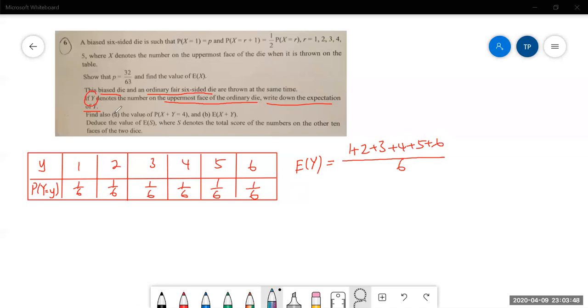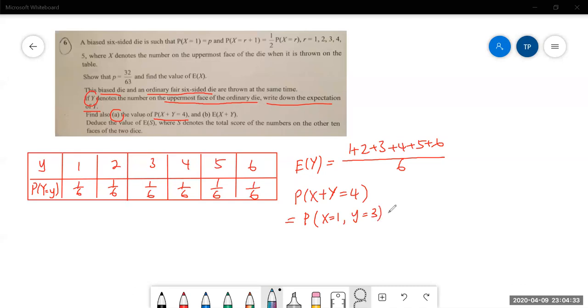Okay. Find also the value of the probability of X plus Y equals to 4. Okay, so now we want to find the probability of X plus Y equals to 4. We need to think of the different scenarios. Basically for the probability of X plus Y equals 4, this is how we are going to present it. X plus Y equals 4 means that we can have, let's take for instance, if X is equal to 1, then Y will be equal to 3, right?